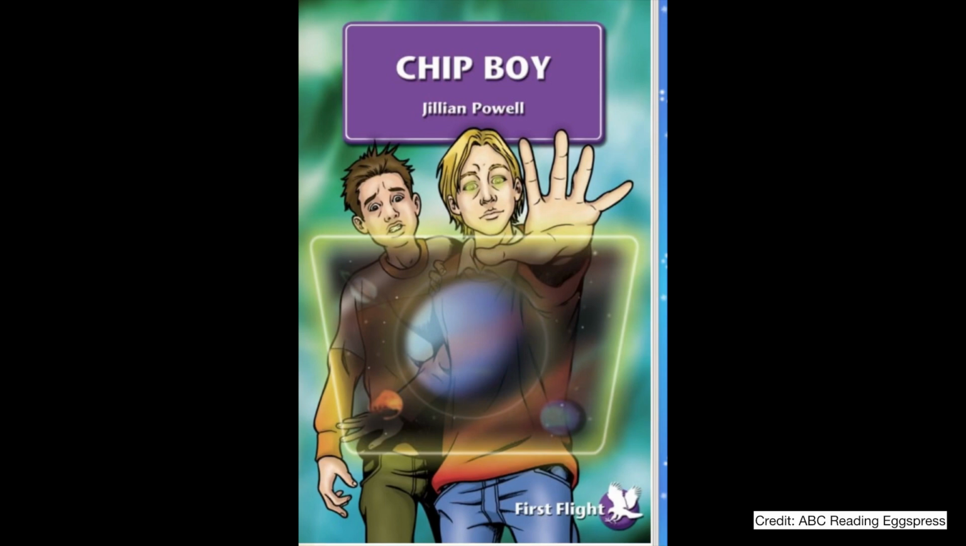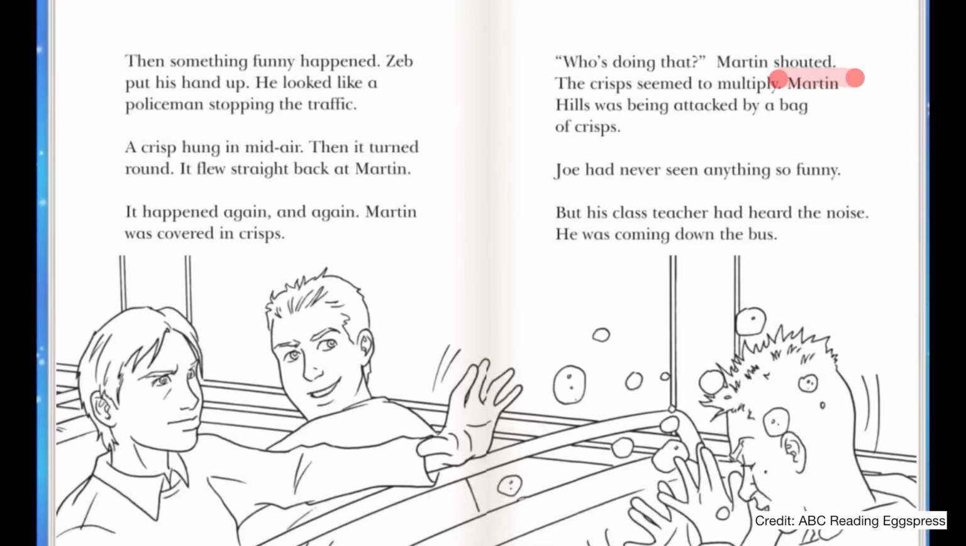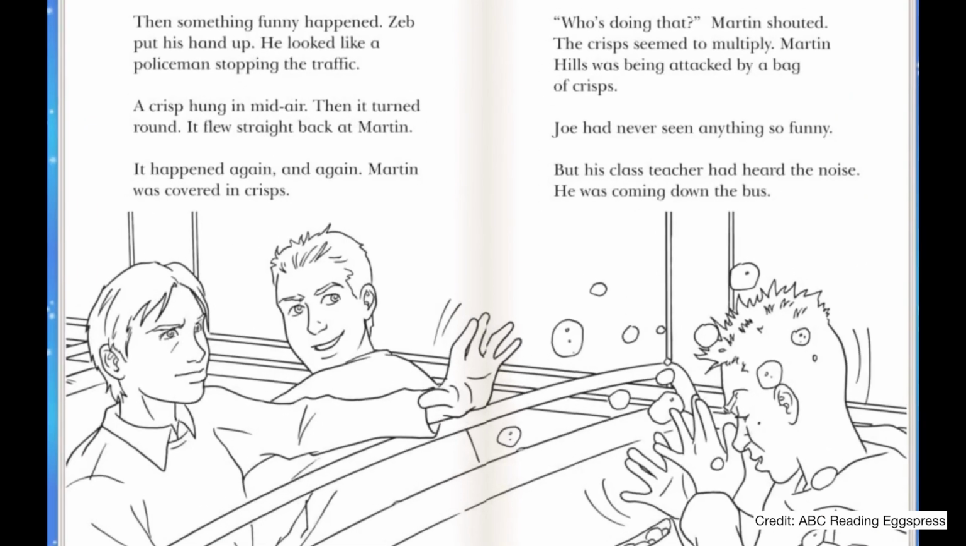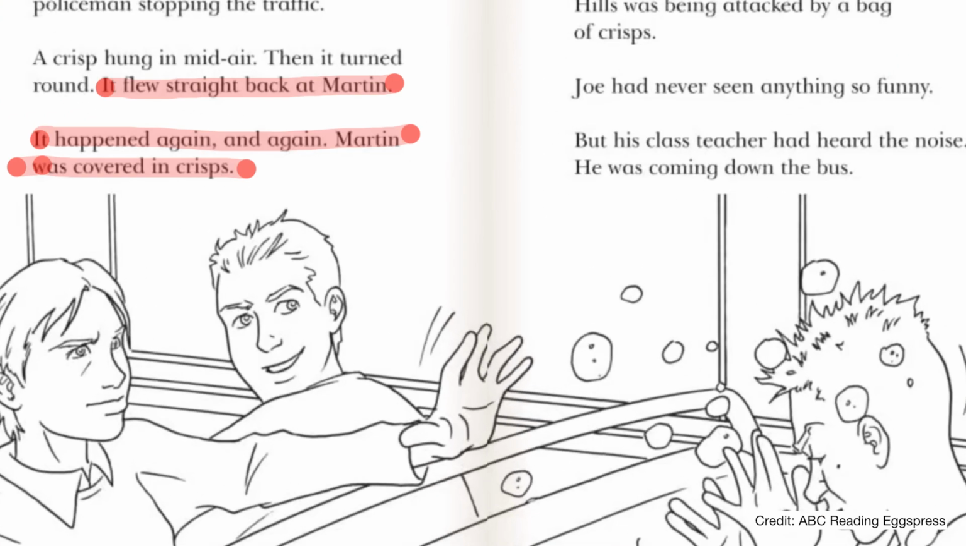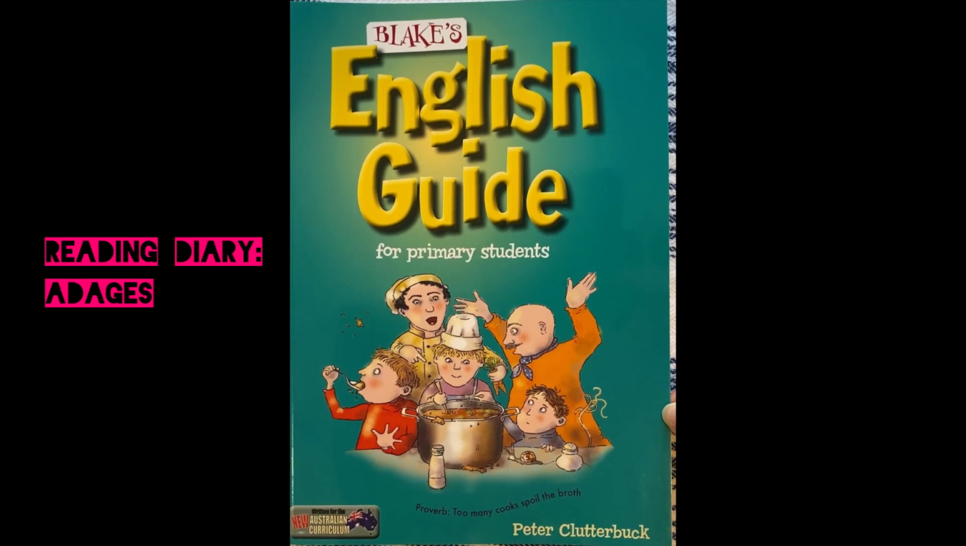An example of science fiction with illustrations is this story, Chip Boy. In this story, I did not know the meaning of multiply. I used these context clues. It flew straight back at Martin. It happened again and again. Martin was covered in crisps. These context clues helped me figure out that multiply means to increase amount several times.